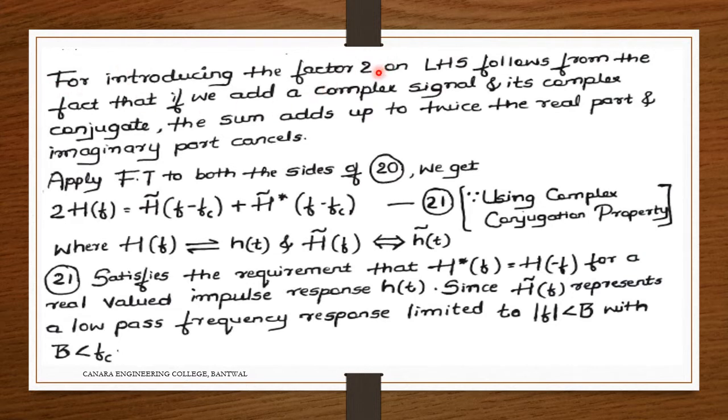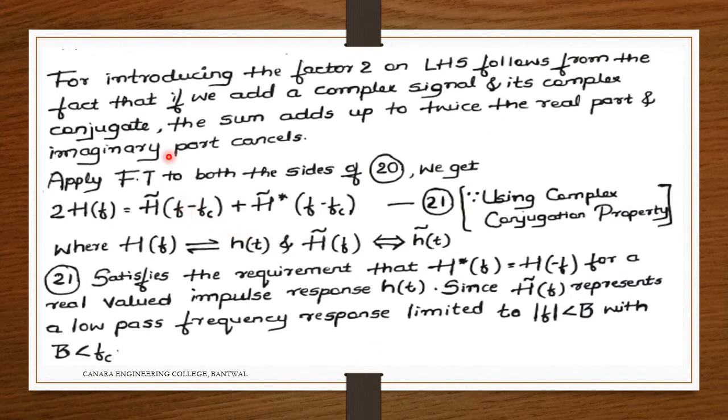Introducing the factor 2 on the left hand side follows from the fact that if we add a complex signal and its complex conjugate, the sum adds up to twice the real part and the imaginary part cancels. So that is why we have multiplied h of t by a factor of 2, as the imaginary part was cancelled here.